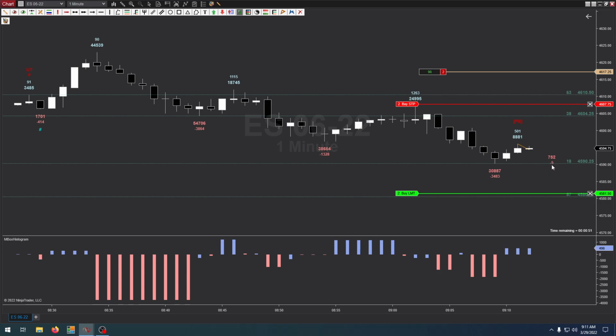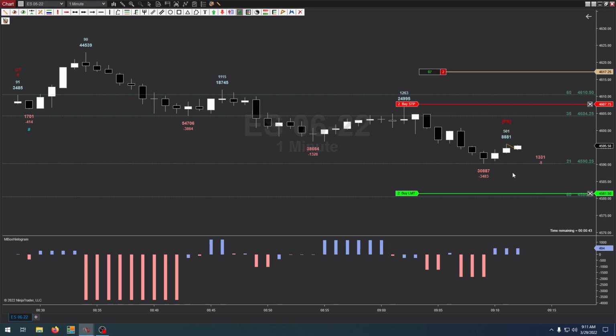Positive volume delta here. We do have a trend pullback short here on this swing high. So if we get some supply to come in, we should be able to get here. Negative volume delta here. Need supply. Need some supply.